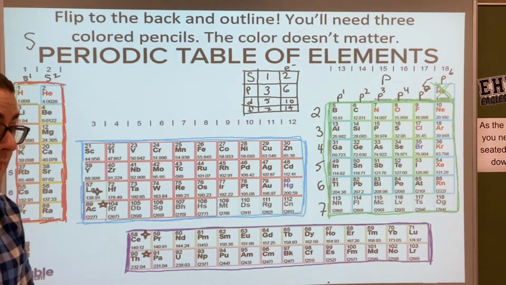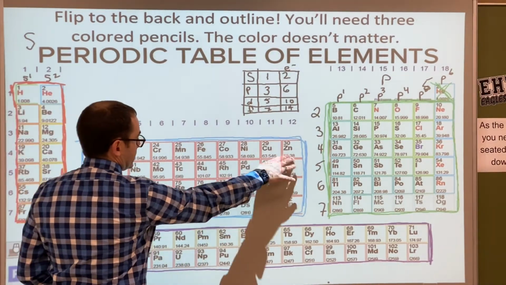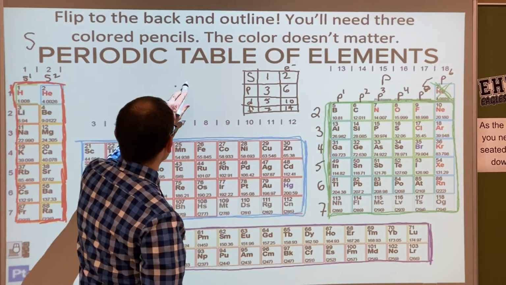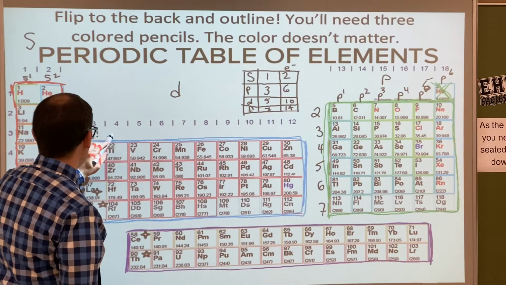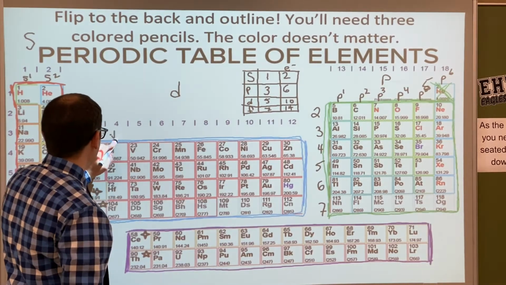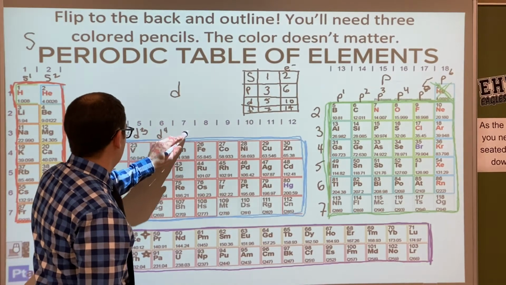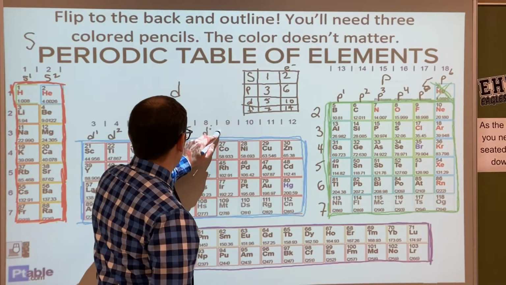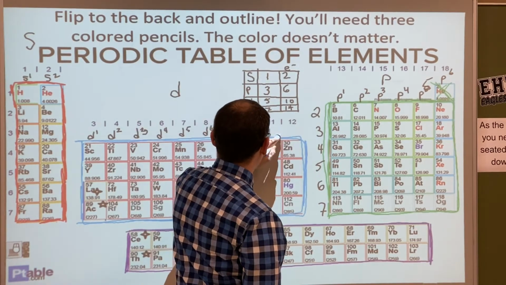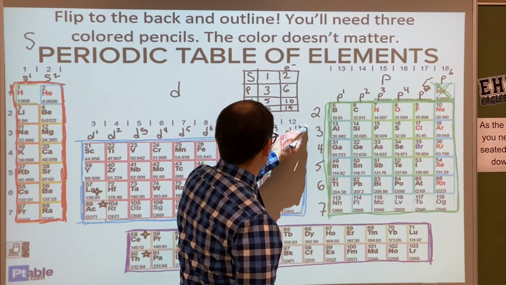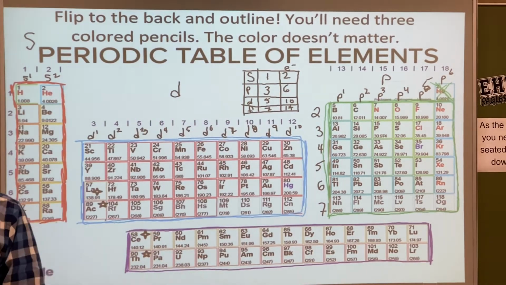All right? Next one. This has 10 across. So this section is the D's, the transition metals, D. So it goes from D1 all the way to D10. Okay, so there we have all the D's.